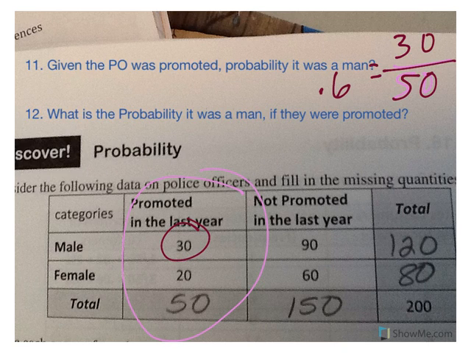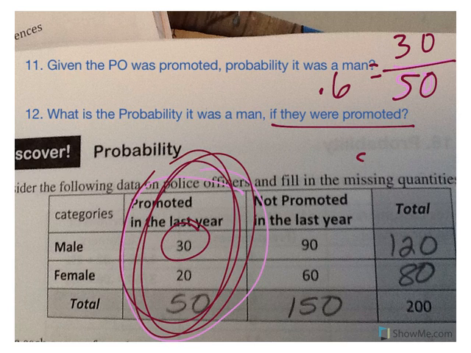Now look at number 12. What is the probability it was a man if they were promoted? So now the wording is backwards, but the concept is identical. If they were promoted, probability was a man. 11 and 12 are identical. The wording is just a little bit different.